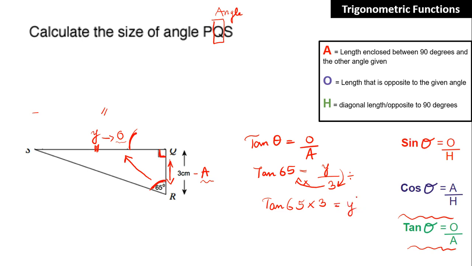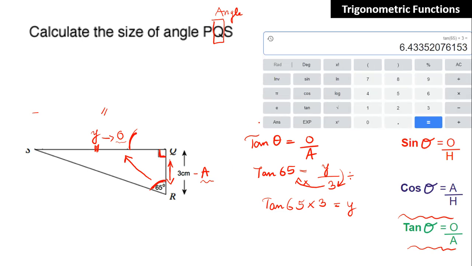Now, if I put that on my calculator, make sure you have a scientific calculator for that. If you don't have one, just Google it. You'll have a pop-up like this. Make sure that your calculator is set on degrees. And then you type down the tan function. So tan 65 times 3 gives me 6.43. So that means my y is equal to 6.43 centimeters, which means that this length right here is 6.43.